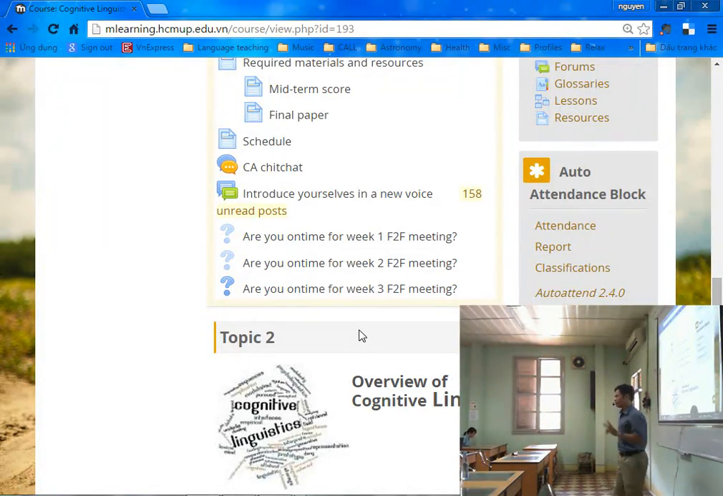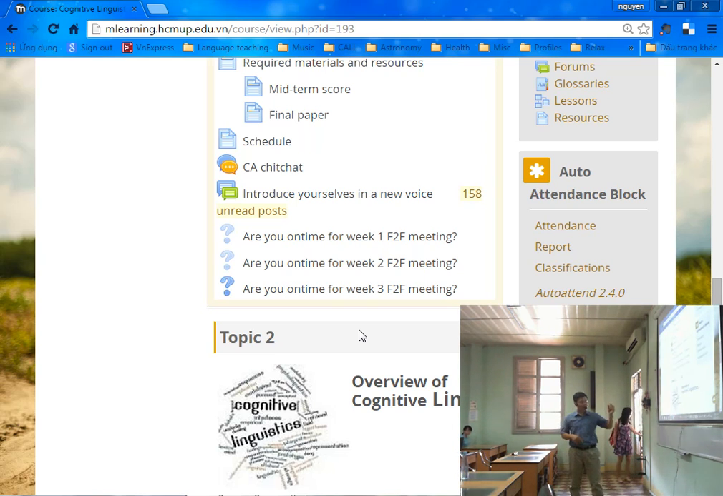Right. So last time we talked about the four tenets, key principles of cognitive linguistics. Can you tell me again those four? Yeah, linguistic meaning is perspectival. Linguistic meaning is dynamic, flexible. Linguistic meaning is encyclopedic. And linguistic meaning is usage based. Okay.